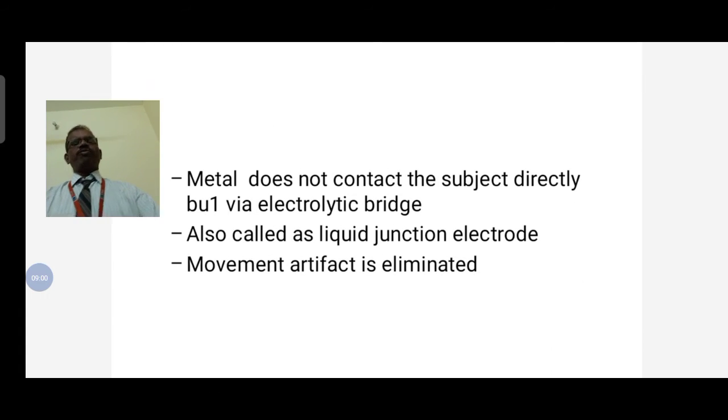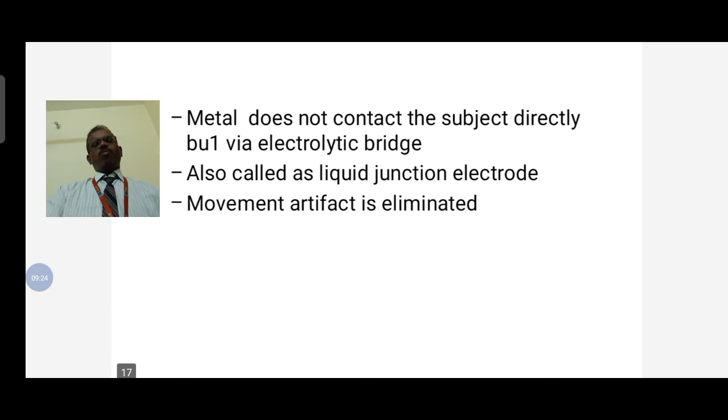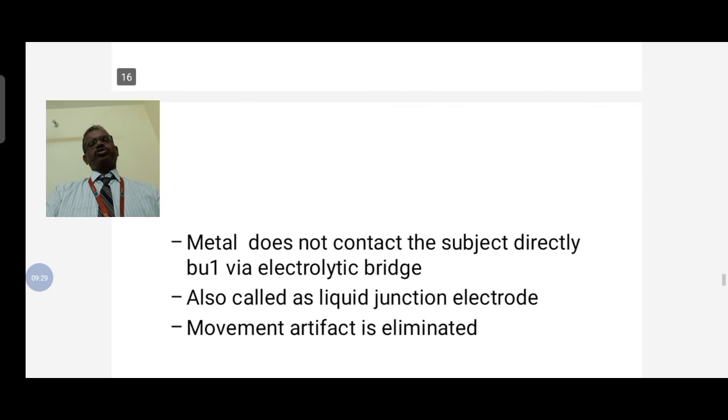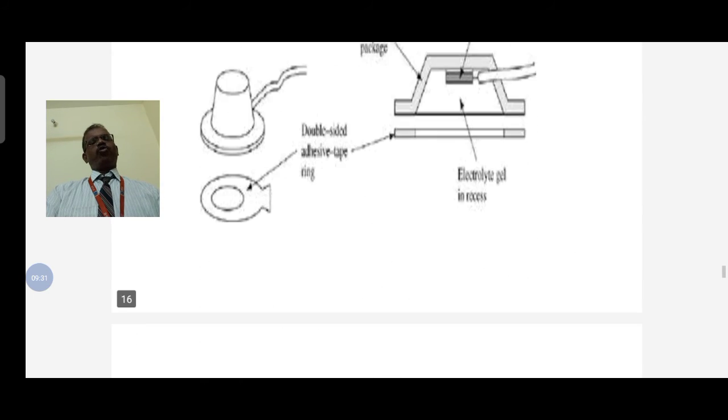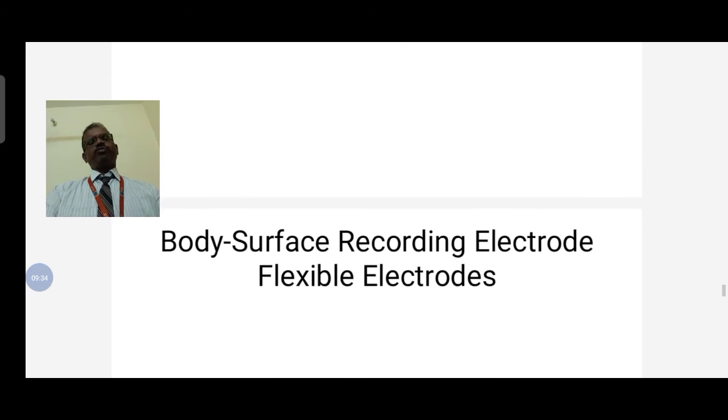Let us discuss this type of electrode. The metal does not contact the subject directly, but via an electrolyte bridge. This is also called a liquid junction electrode. Movement artifact, which occurs with metal plate electrodes, is eliminated for this type of floating electrode.